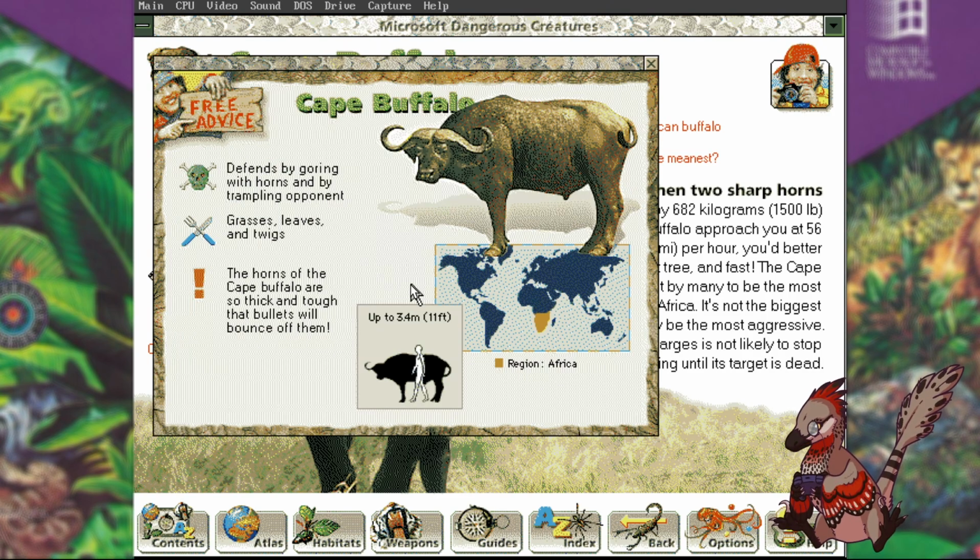What's facts? Oh, alright. So the facts show you where they live, and they are large, up to 3.4 meters, up to 11 feet apparently, and they live in southern Africa, mostly it appears. Defends by goring with horns and by trampling opponents. Eats grasses, leaves, and twigs. Okay. And the horns of the Cape Buffalo are so thick and tough that bullets will bounce off them.